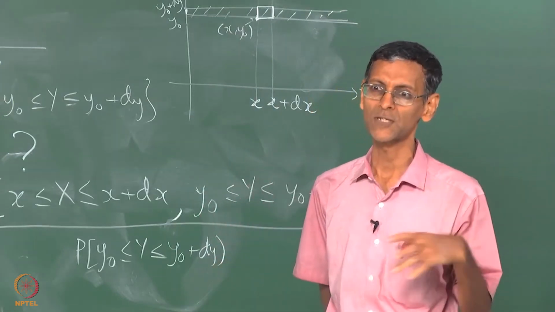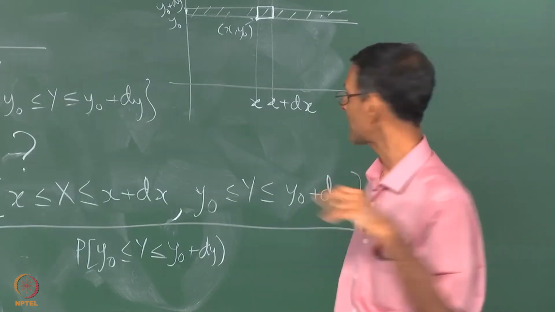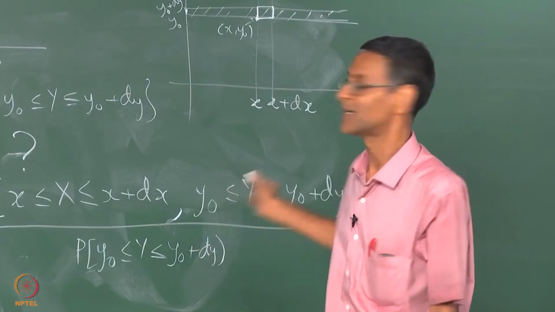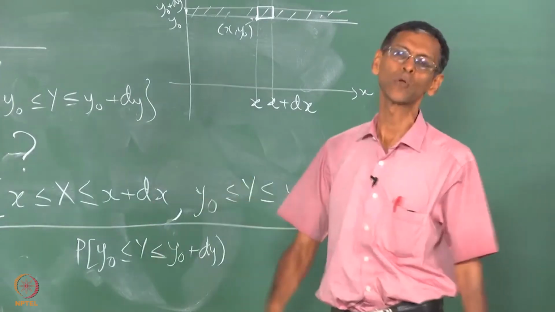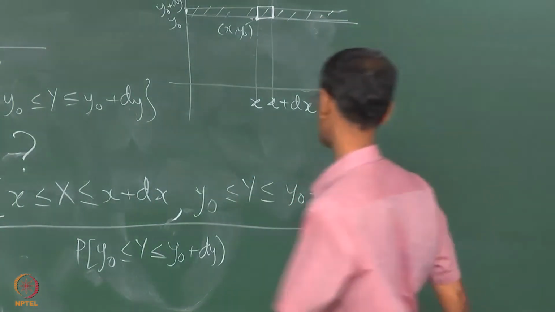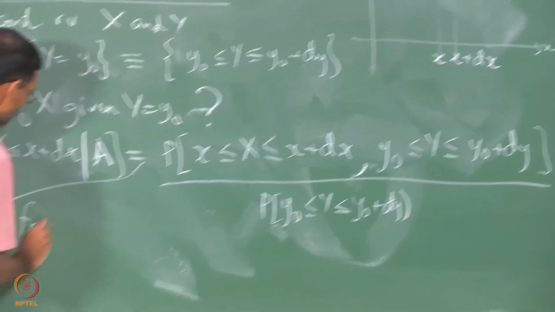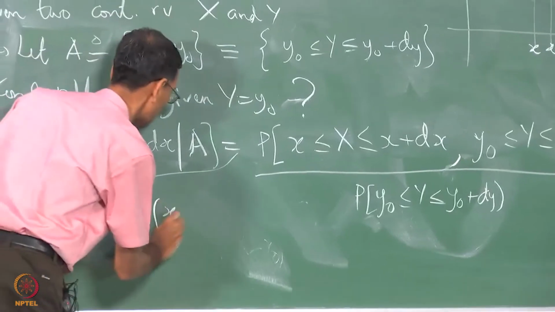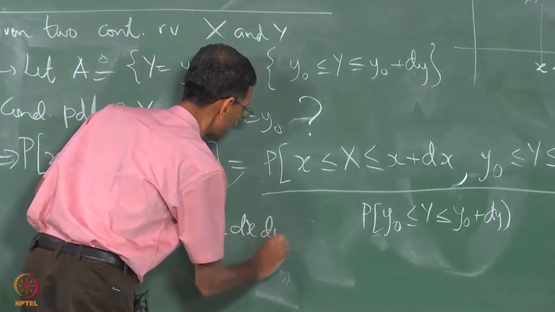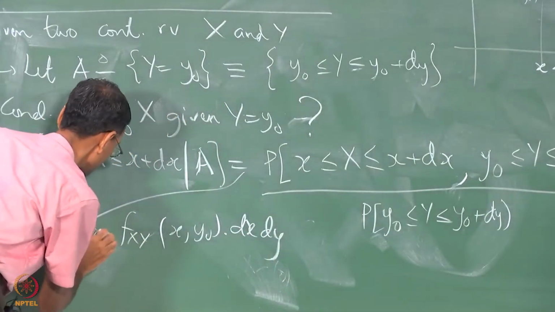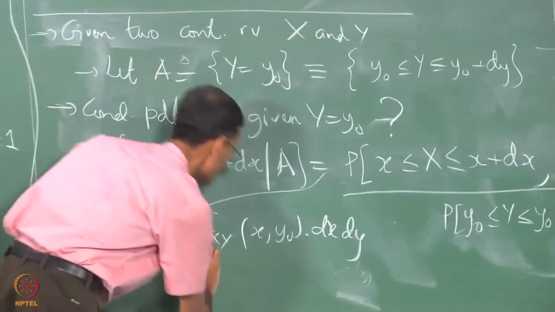That is how we did differential calculus the very first time you saw it. You may have wondered what the hell is going on, but now I hope you have seen it enough number of times so you do not find it too wacky. But basically it is going back to the nuts and bolts of differential calculus. So what is the numerator now? The numerator is essentially f_XY evaluated at x comma y naught times dx times dy, roughly. So I should put not exactly equals but roughly. What is the denominator?